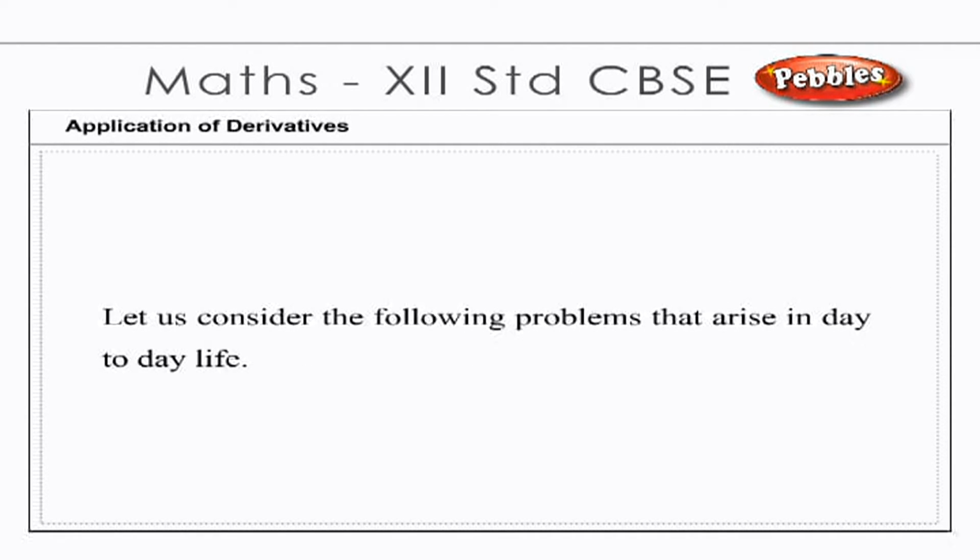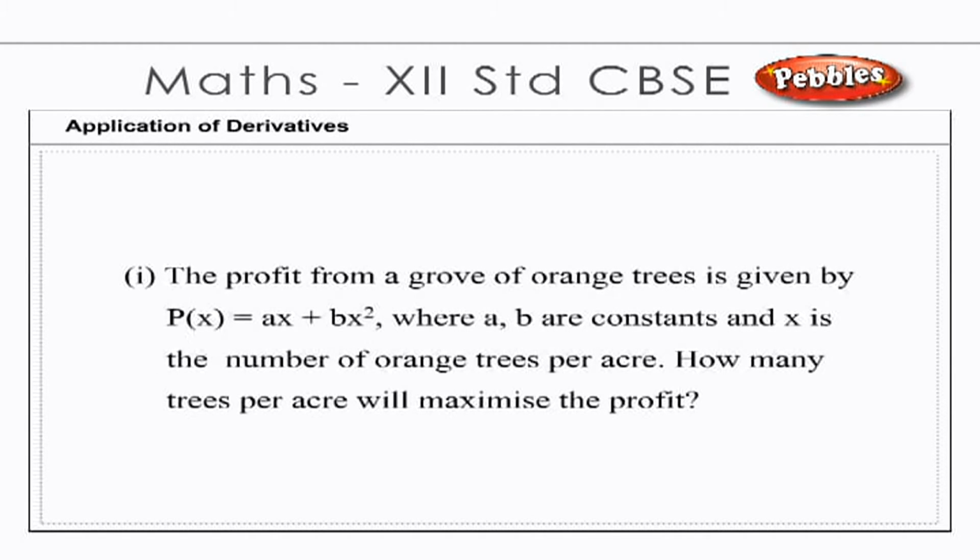Let us consider the following problems that arise in day-to-day life. The profit from a grove of orange trees is given by P of x is equal to ax plus bx square, where a and b are constants and x is the number of orange trees per acre. How many trees per acre will maximize the profit?